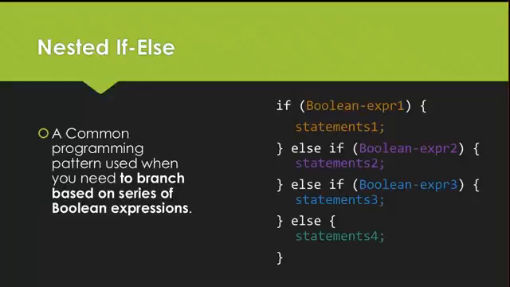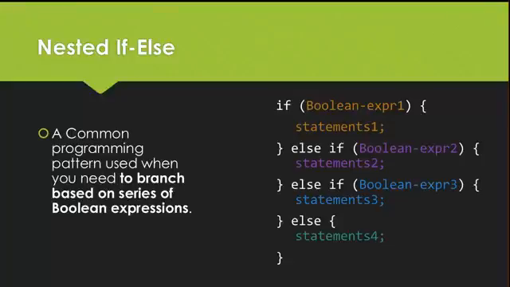Sometimes you need to branch based on a series of Boolean expressions rather than just a single Boolean expression. Last week we learned that with if-else, you can test one Boolean expression, and if it was true, execute a series of statements, or if false, execute a different series of statements. The problem solved with a nested if-else is when you need to test more than one Boolean expression.